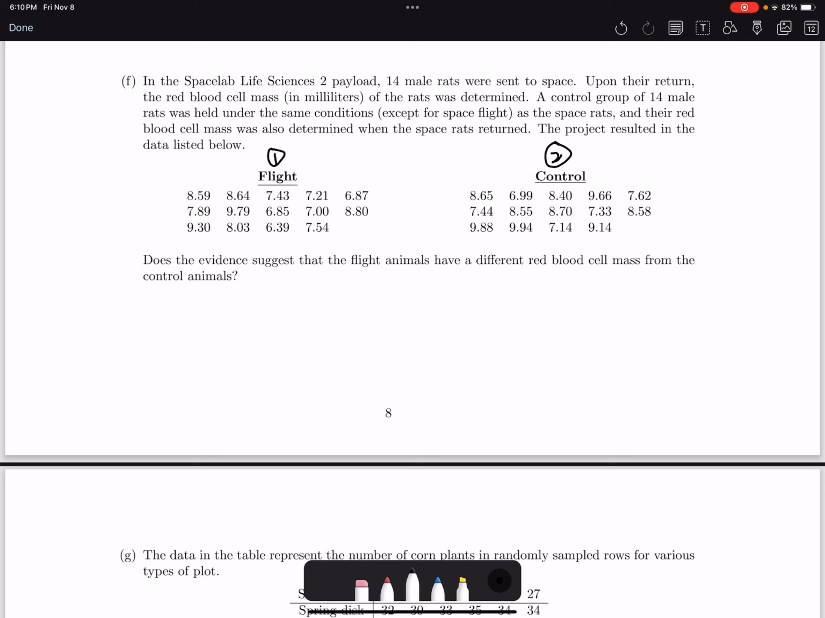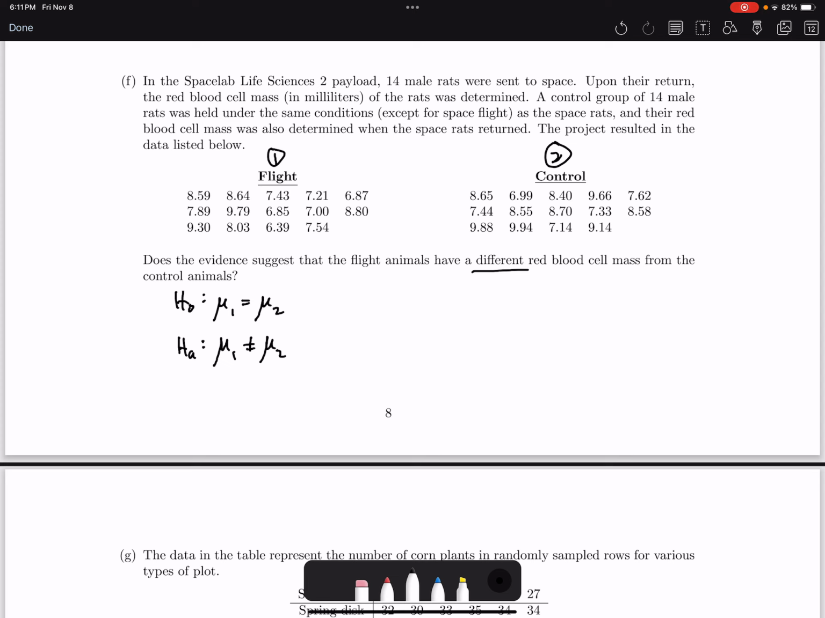Do the flight animals have a different red blood cell mass? Well, yes, some of them have different red blood cell masses. But the question is, on average, right? On average, do the flight animals have a different red blood cell mass from the control animals? The null hypothesis would be that they do not, right? That the groups have the same red blood cell mass. The alternative hypothesis, well, it looks like we're not being asked if one of the groups is bigger than the other. We just want to know if they're different, right? So the alternative would be that mu1 does not equal mu2.